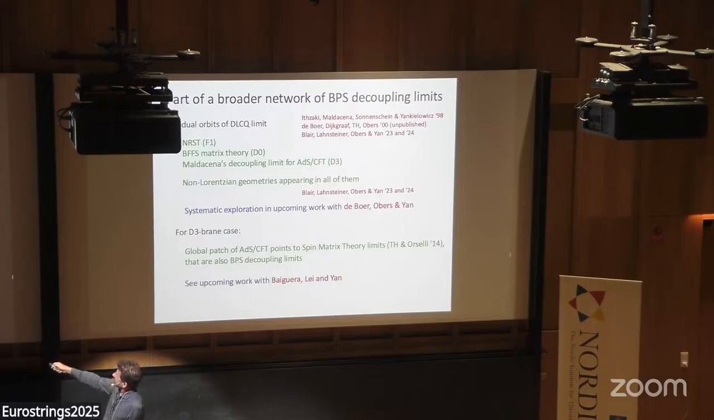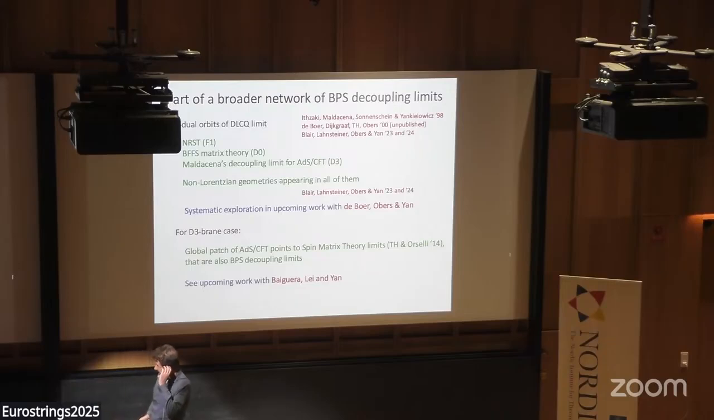So there's the non-relativistic string theory for the F-string. There's the BFSS, which should have been the matrix theory for the D0 brane. That's Maldacena's decoupling limit for the D3 brane. And then there are also other cases, and then you can take multiple decoupling limits as well. And then we are hoping to make an even more systematic exploration of all this in an upcoming paper with Jan de Boer, Niels, and Siki.